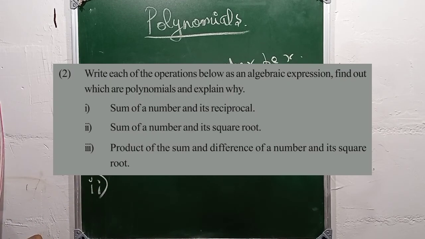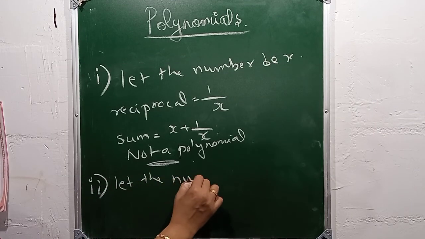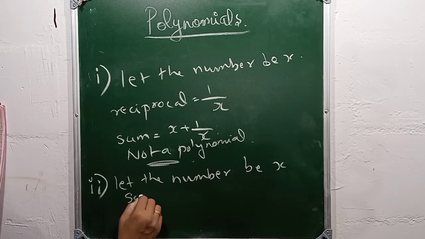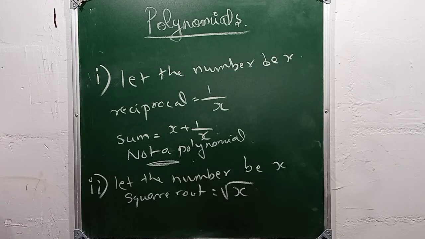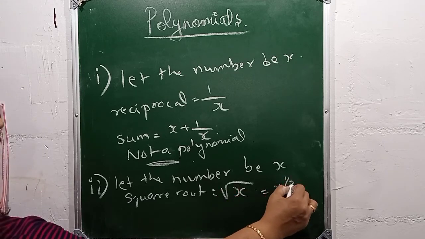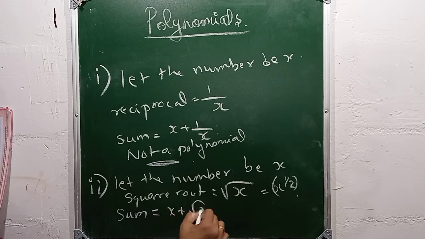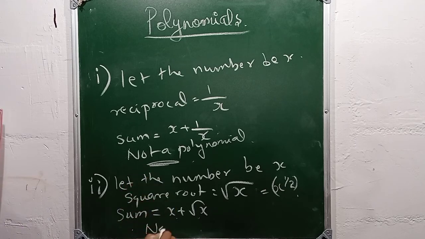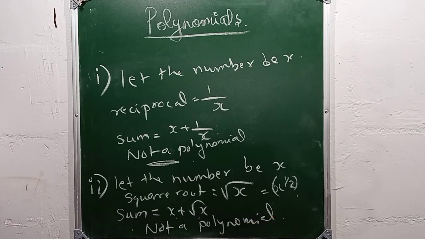Now we have the second sub question: sum of a number and its square root. Let the number be x. Then its square root is root x, which is x raised to 1 by 2. So a fractional power came there. Then the sum is x plus root x. Since x raised to 1 by 2 appears, this one is not a polynomial. Two sub questions are over.